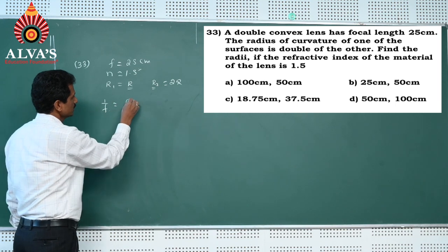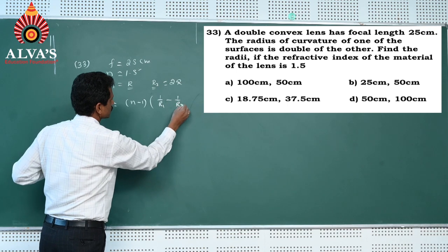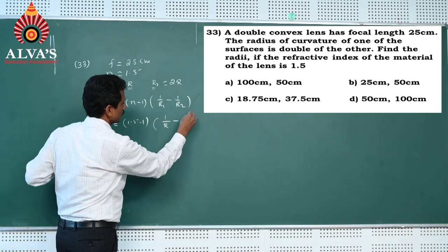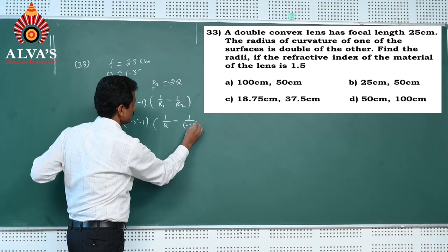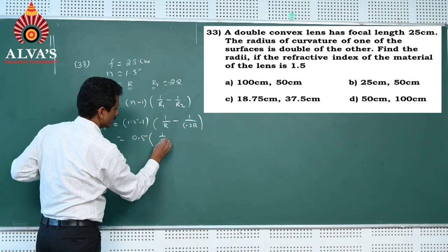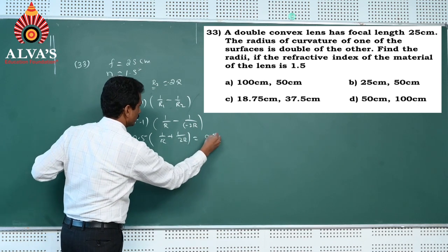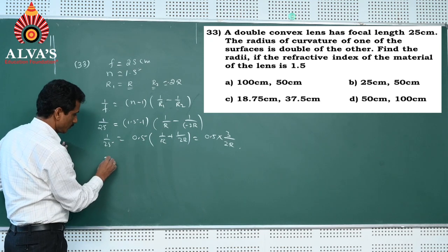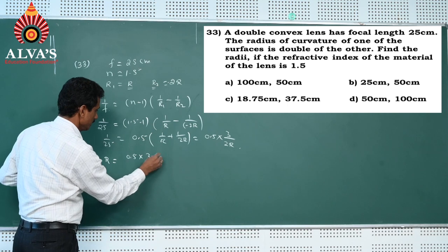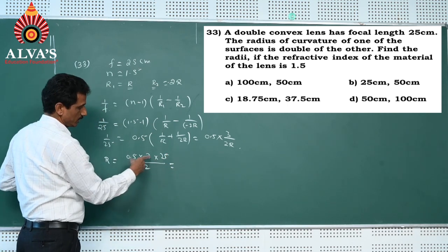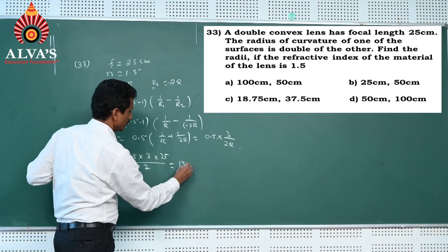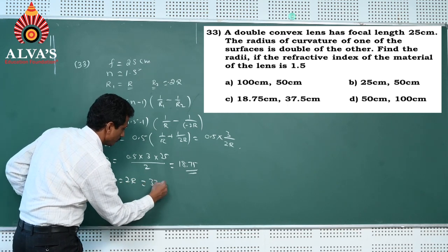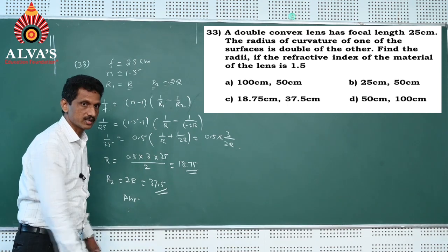Using the lens maker formula, 1 by f is (n minus 1) times (1 by r1 minus 1 by r2). 1 by 25 is 1.5 minus 1, times 1 by r1 is r, minus 1 by r2 is negative, that is minus 2r. That is 0.5 into 1 by r plus 1 by 2r, that is 0.5 into common factor 2r, 2 plus 1, 3 divided by 2r, equals 1 by 25. Therefore, r is equal to 0.5 into 3 into 25 divided by 2. 25 into 3 is 75. 75 into 0.5 is 37.5, divided by 2, 18.75. That is, R1 is 18.75, R2 is equal to 2R, it is 37.5. Therefore, answer is C.